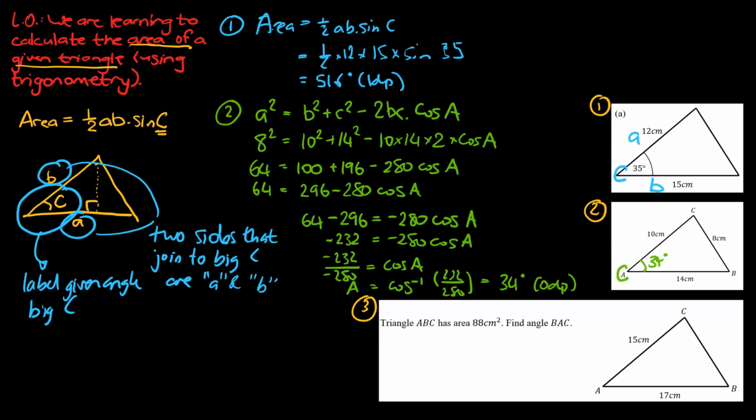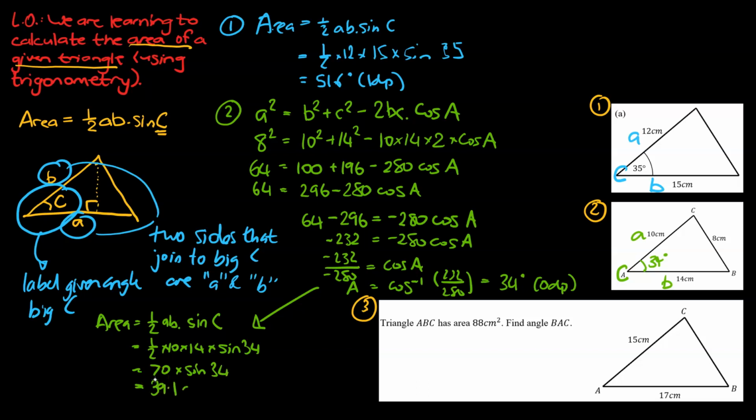And we know that we call that angle C. Little a and little b join together to get angle C. And we'll be able to use that information to find out the area of this triangle. So the area is equal to 1/2 of A times B times sine big C. So that's going to be 1/2 times 10 times 12 times sine 34. That there's going to be equal to 70 times sine 34. And when you put that in your calculator, you're going to get 39.1 centimeters squared, rounded to 1 decimal point.